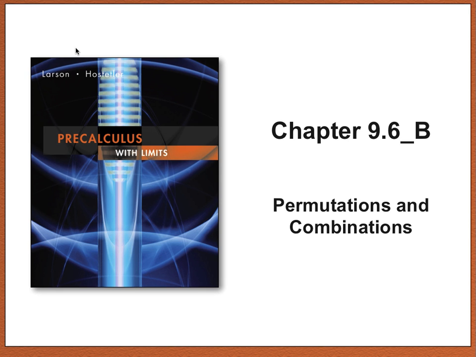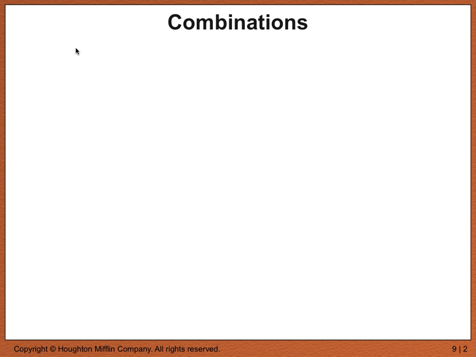This is section 9.6b, permutations and combinations. Today we're going to talk about combinations. In the last lesson we saw permutations. Today we'll talk about combinations, and for combinations order does not matter.